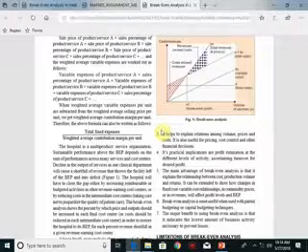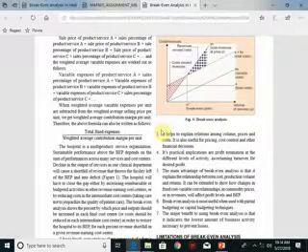Vertical axis: cost or revenue. Horizontal axis: volume. Right? This axis represents what? Fixed cost. Right? You can see a horizontal line that represents my fixed cost. That's obvious. Even at zero volume, you have to incur this cost.